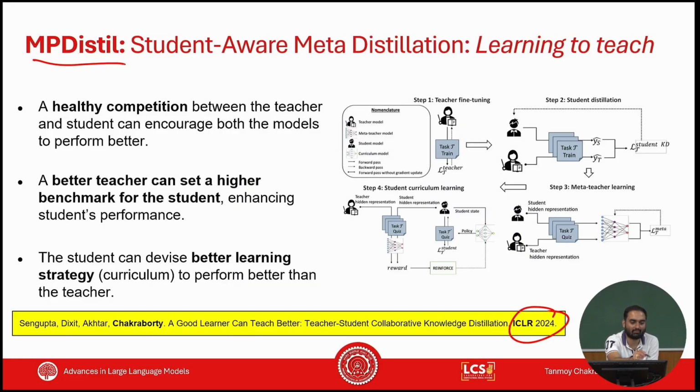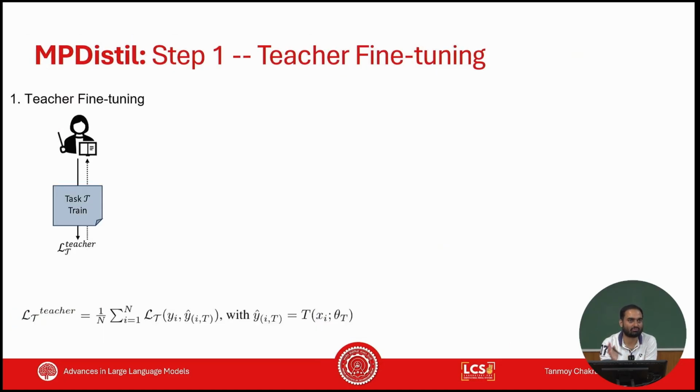And we call this method MPDistil, the student aware meta distillation process. This method has 4 steps. The first 2 steps are simple and the usual steps, so let's look at them. The first step is teacher fine tuning. What is teacher fine tuning? Again, we assume that the teacher model is a white box model.